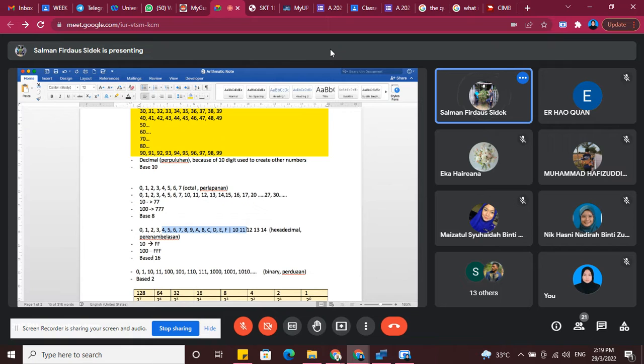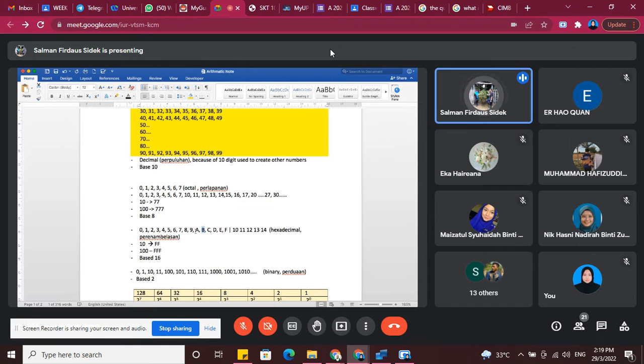So for the addition process, similar to decimal, if we have 4 plus 2, it means 4 and plus 2 steps ahead. 4 to 5 is one step, 5 to 6 is the second step. So 4 plus 2 is 6. Similar to 9: if we add 2 to 9, we need to add 2 steps. One step is A, the second step is B. So 9 plus 2 is B.